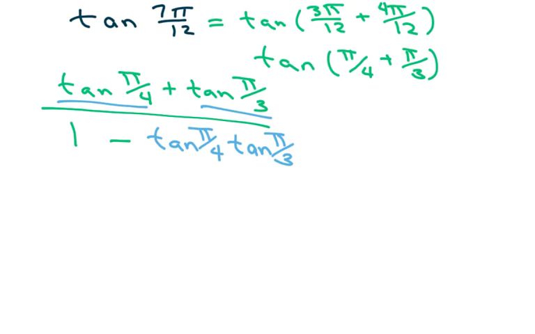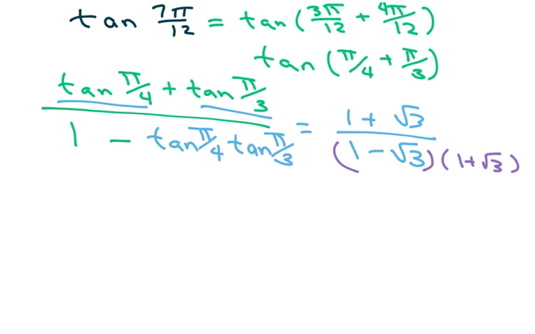So tan of pi over 4 is 1. Tan of pi over 3 is square root of 3. And then we have 1 minus square root of 3. Okay, and you're going to rationalize the denominator by multiplying by the conjugate. And whatever you multiply the denominator by, you have to multiply the numerator by.